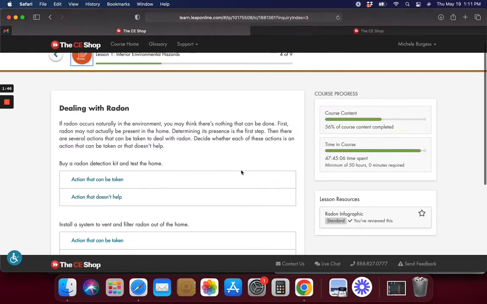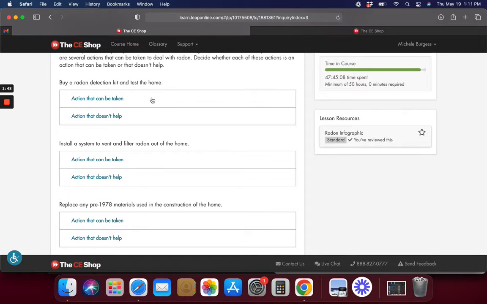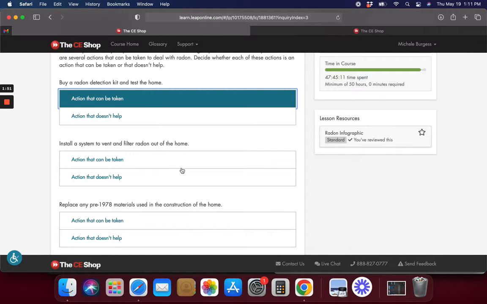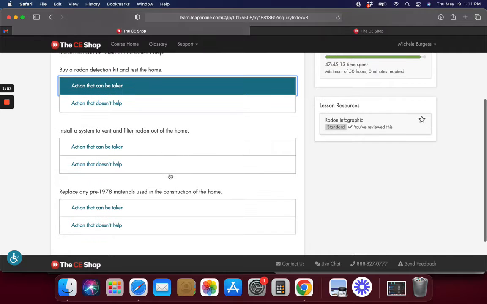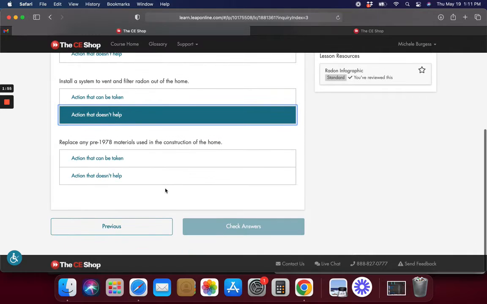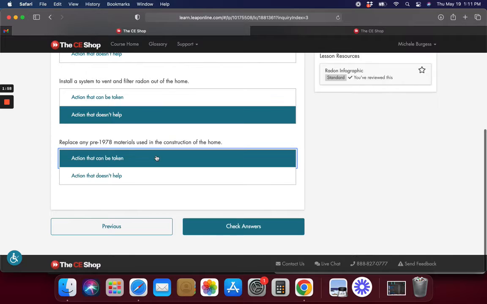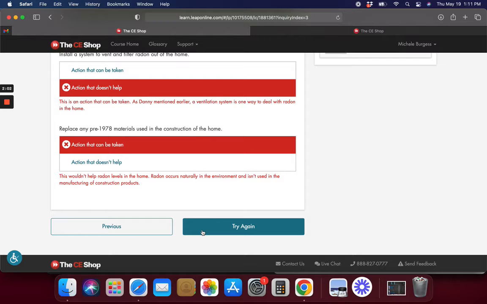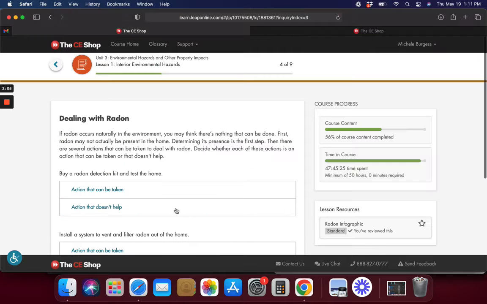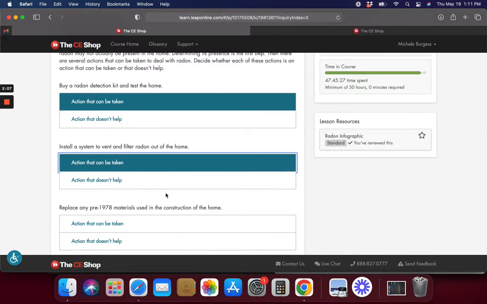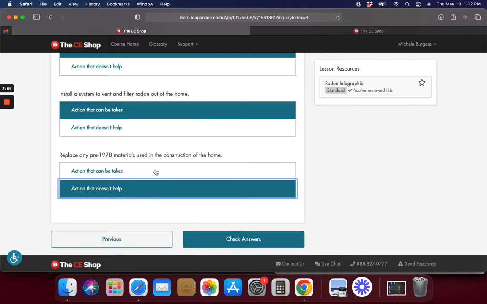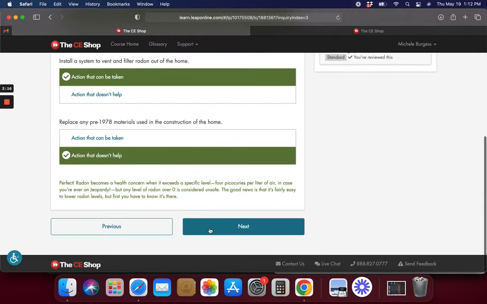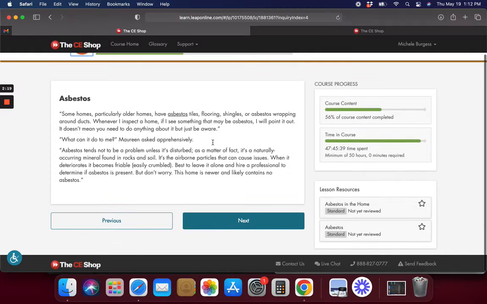Okay, we want to get that out of the house. Dealing with radon, action that can be taken, install a system. I don't know if that would work or not. Replace any materials, action that can be taken, I guess. Okay, it's saying that doesn't help. Okay, this can be taken, apparently. It doesn't say that you can do that, but it says you can install a system to vent and filter radon out of the home. Okay, that's good to know. It didn't tell us on that little picture.